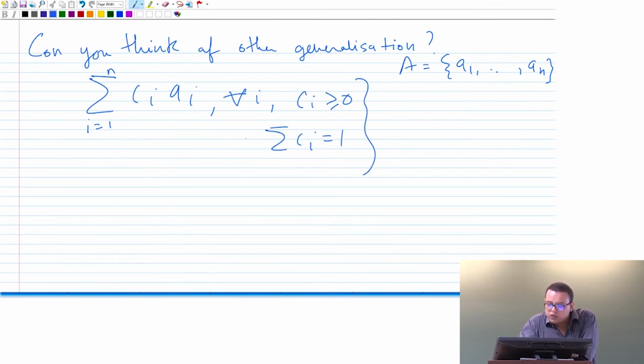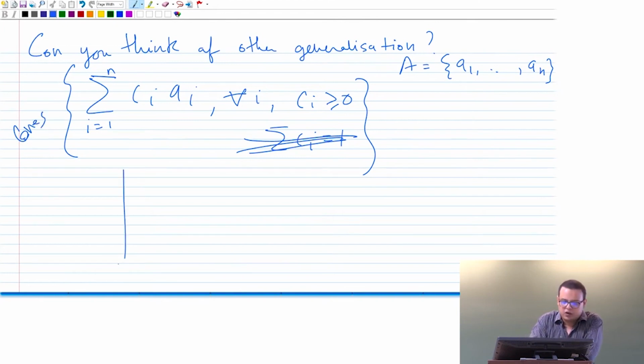I want to remove this term. I don't want to write summation Ci is equal to 1. I only ensure Ci's are greater than or equal to 0. Try to think of a theorem. This will be a good exercise. Can we prove something similar to what we have proved for Radon for convex sets for these kinds of sets? These kinds of sets are called cones.